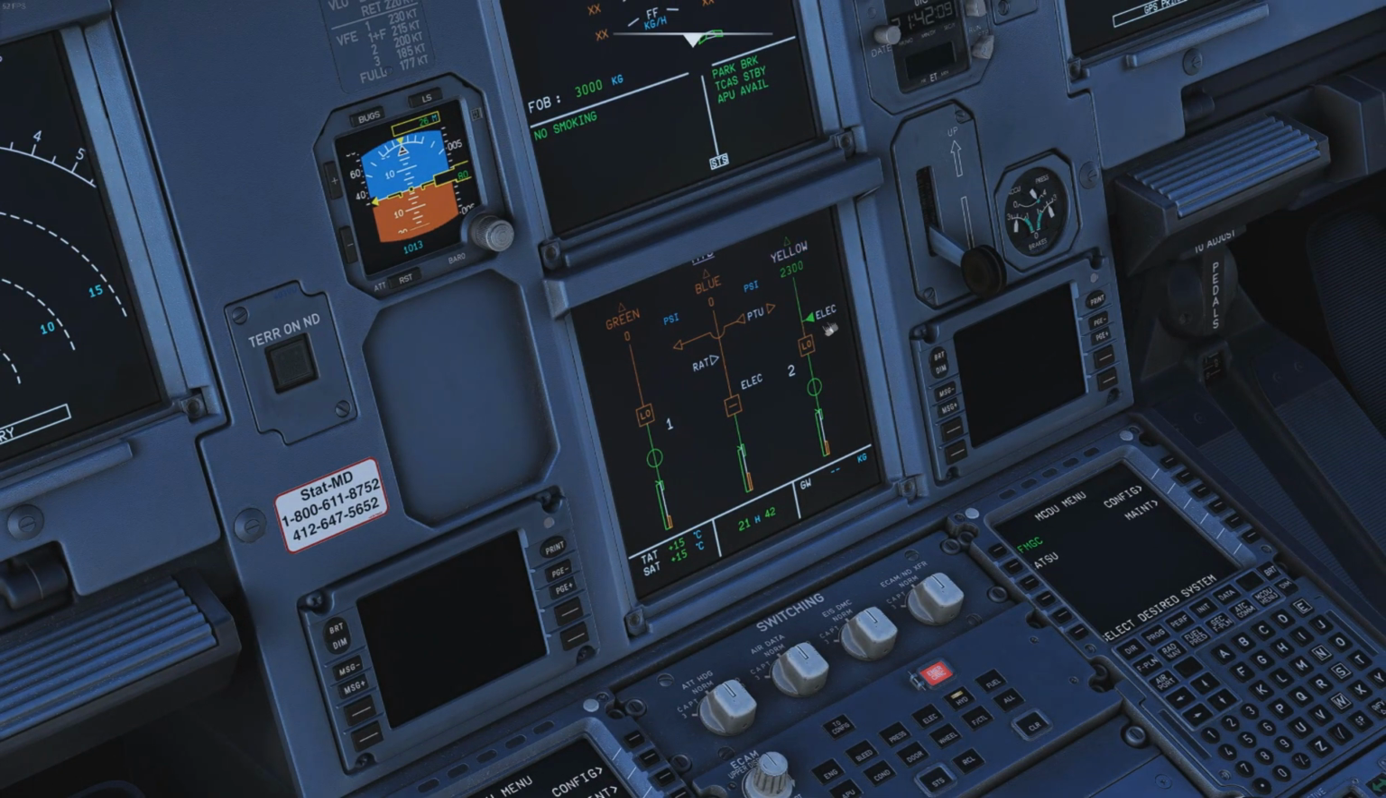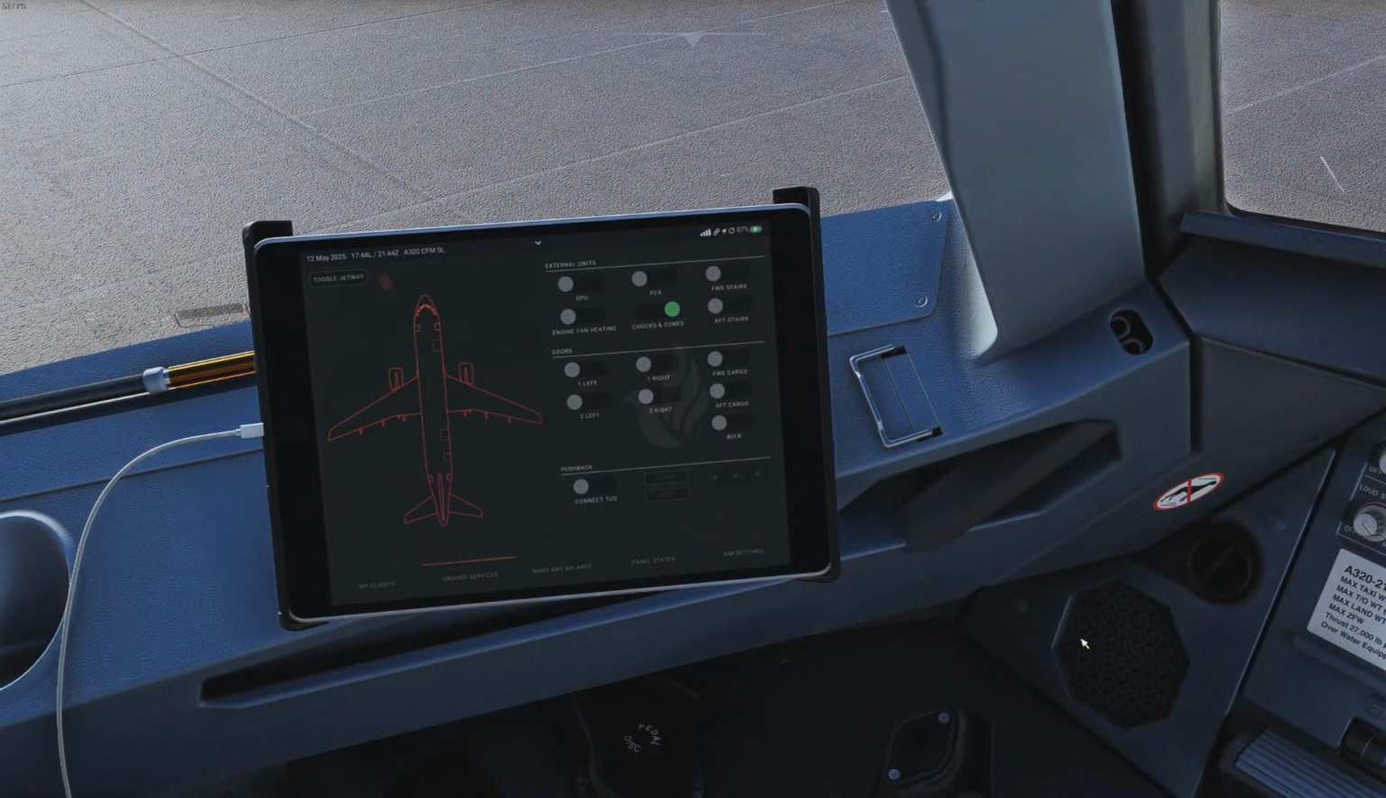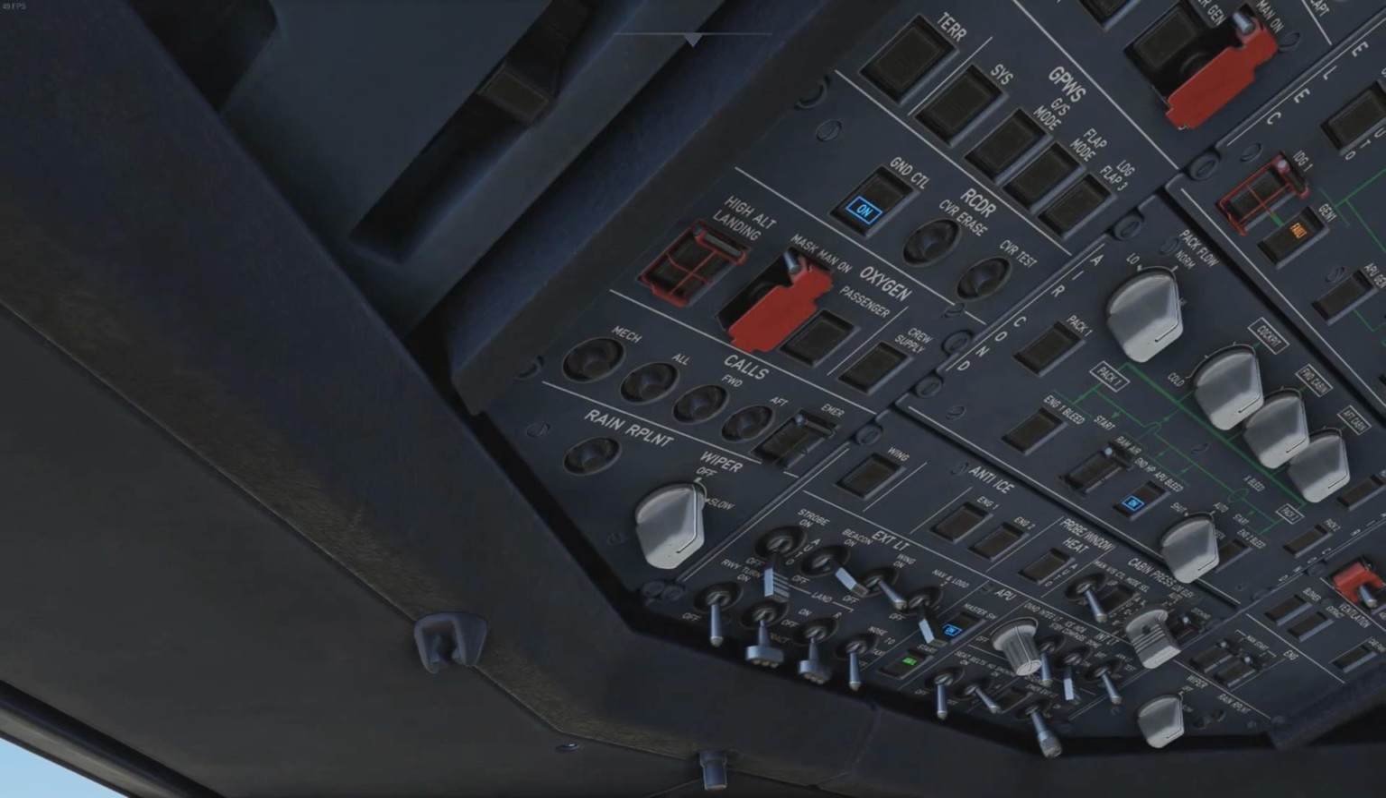So the ELEC pump comes online, powers the yellow hydraulic system, and this is now going to open the cargo doors. So the cargo doors are connected to the yellow system, and this is the reason why we have the ELEC pump. So even with the engine switched off, we can now open the cargo doors. So doors are open, the pump comes offline, the power drops, the pressure drops, and there we are, doors are open. Perfect.